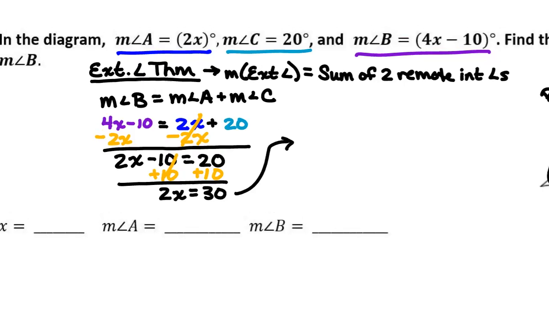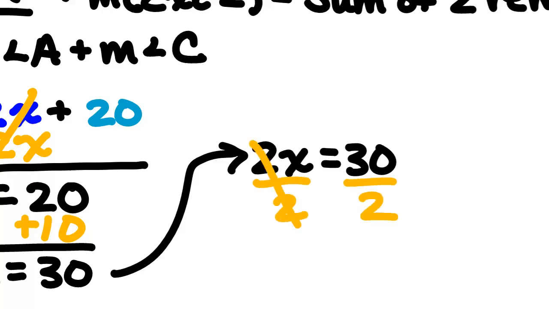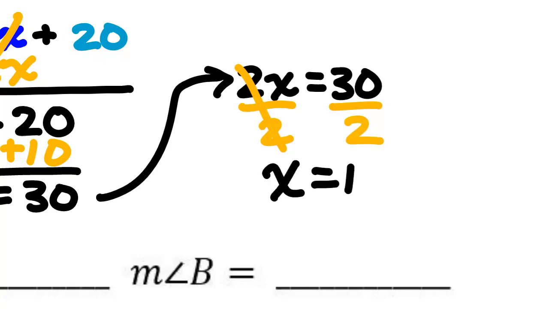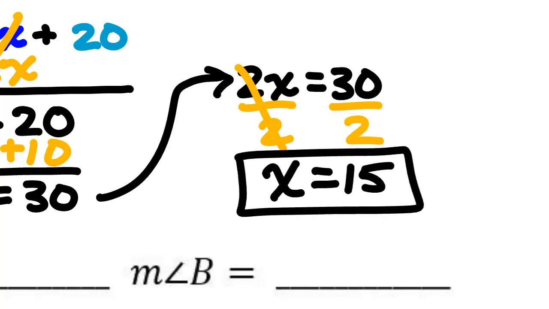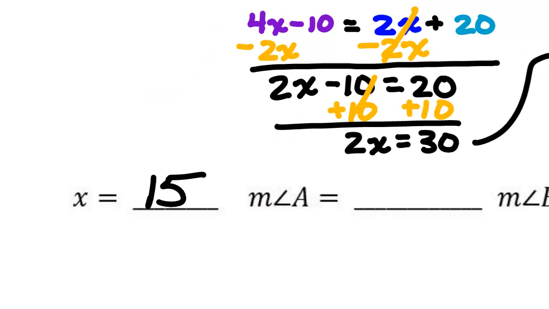Swing my work around because I ran out of room. And then I divide both sides by 2. And 30 divided by 2 gives me what? 15. So x is 15. Oh my goodness. That is one of the things they asked me to find. So I can put that in.